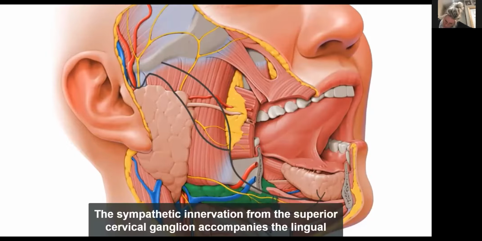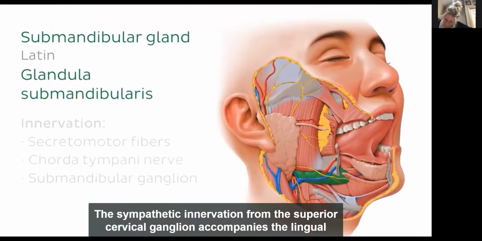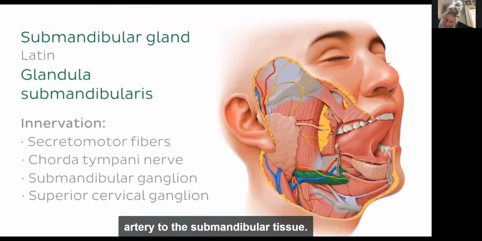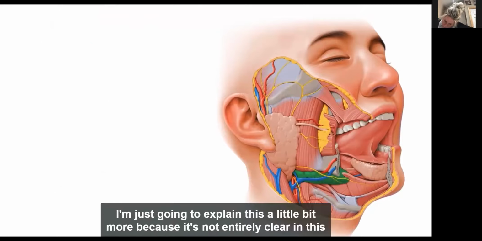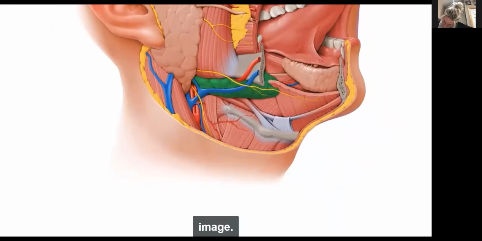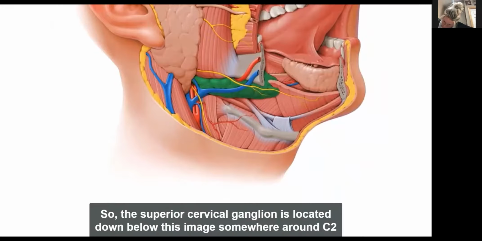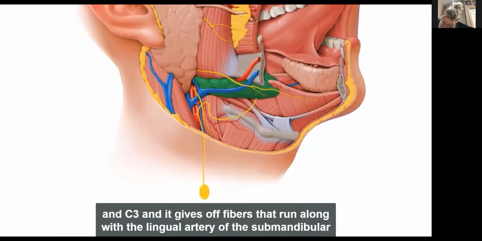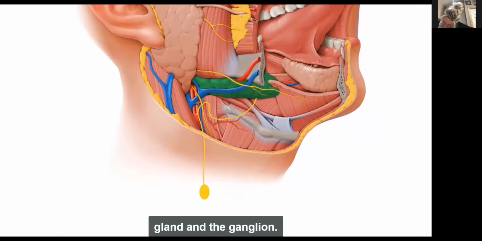The sympathetic innervation from the superior cervical ganglion accompanies the lingual artery to the submandibular tissue. I'm just going to explain this a little bit more because it's not entirely clear in this image. The superior cervical ganglion is located down below this image, somewhere around C2 and C3, and it gives off fibers that run along with the lingual artery to the submandibular gland and the ganglion.